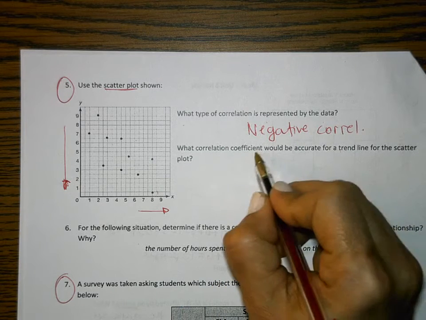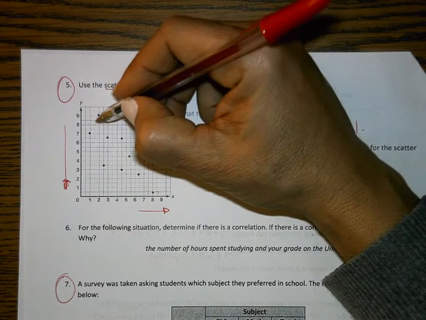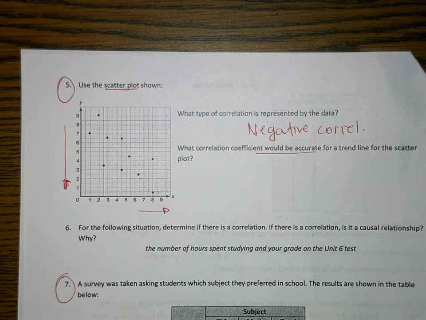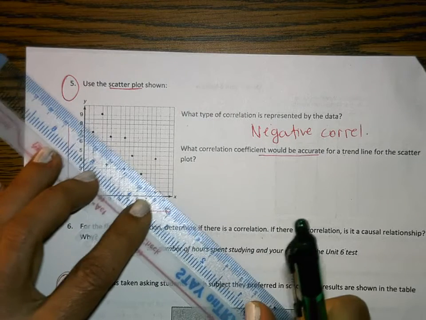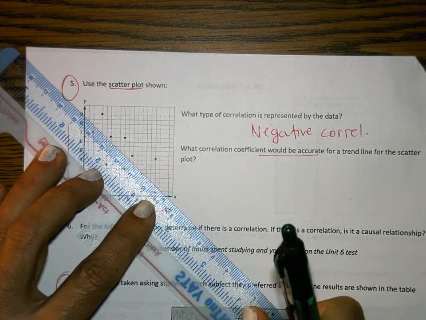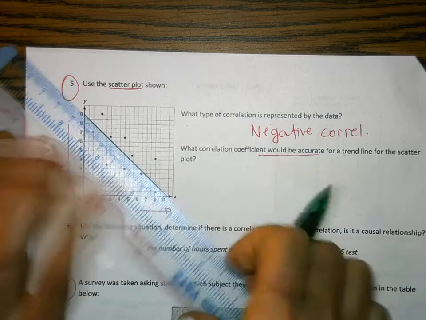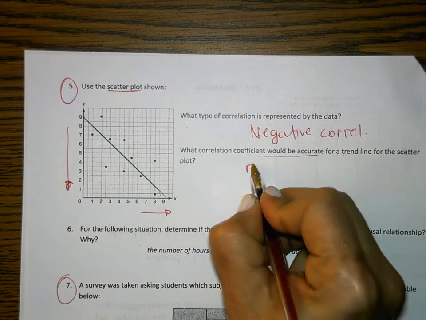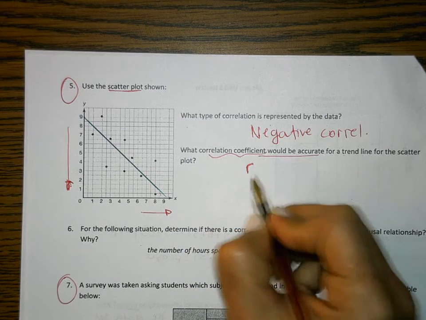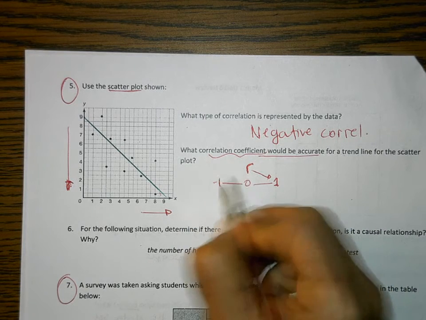Now, what correlation coefficient would be accurate? What would be accurate for a trend line for the scatter plot? So if I was going to put a trend line right here in the middle, okay? If I was to draw a line somewhere in between these dots right here, because I want to make sure that I get as many as possible. So if I was to draw a line right here, this line has a negative slope, first of all, okay? Because it's coming down, it is a negative line. So remember I told you the R, which is the correlation coefficient, is between a positive 1, 0, and negative 1. That's the values of R.